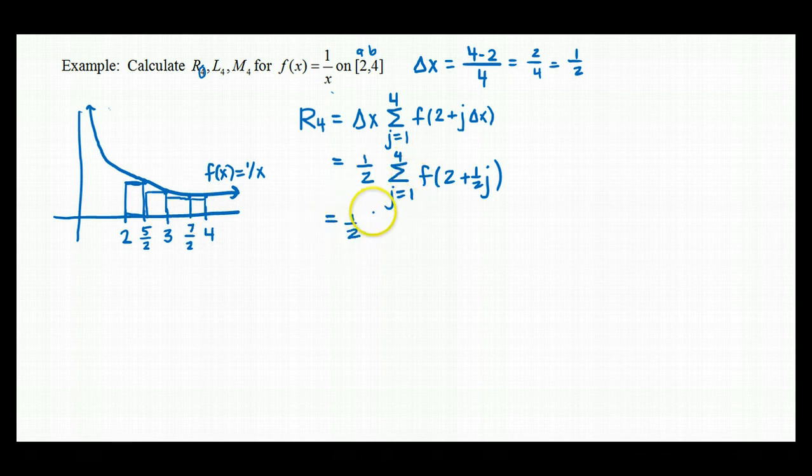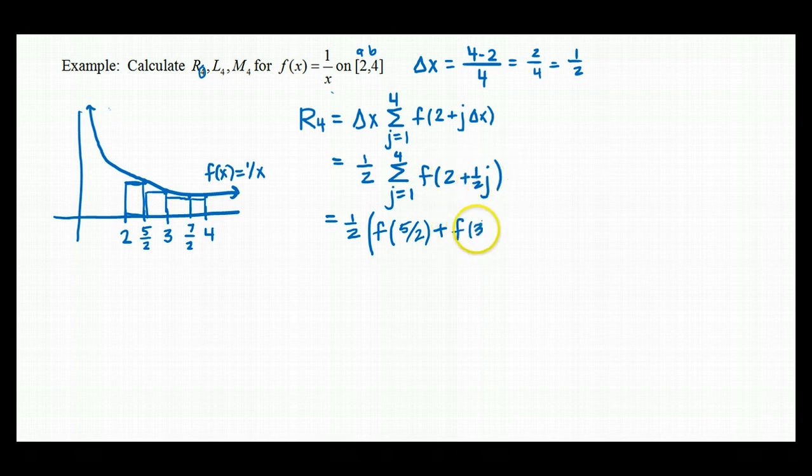So we have 1/2, and now summations work by substituting in the first number of the index. So we substitute in 1 for j. So we're first supposed to find f of, if we substitute in 1, we have 2 plus 1/2 times 1, or 2 plus 1/2. So f of 2 plus 1/2 is 5 over 2 again. So a half plus f of 5 over 2 plus, so remember summations, we go to the next integer. So the next integer is 2. So 2 times a half, that's 1. 1 plus 2 is 3.